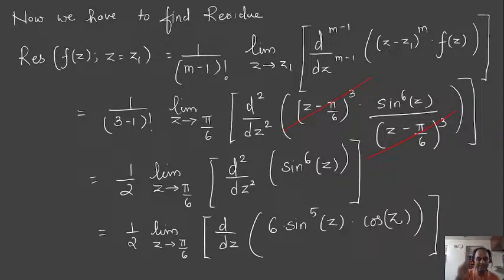So after this we will do the UV rule. While doing the UV rule, be a little careful, otherwise there are chances of it going wrong. So now, while doing the UV rule, it will be 1 by 2 limit z tending to pi by 6.